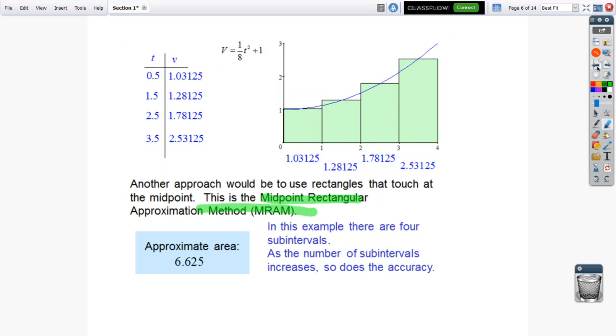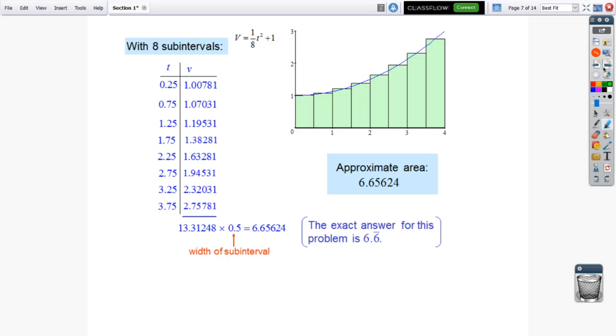But comparing the last example of 6.625 to 6.65624, the more subintervals you have, the more accurate your answer. The problem that we have here is that when you double the number of subintervals you have, you double the amount of work that you have to do, which kind of sucks sometimes. Another thing that we have down here is they just summed all the velocities and multiplied by 0.5 once. Since each individual height is being multiplied by 0.5, you can just add them all together and halve them at the end.